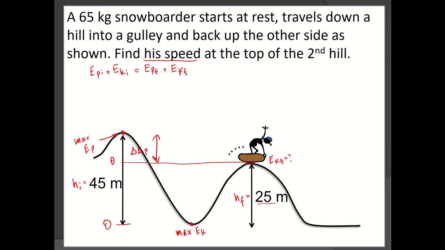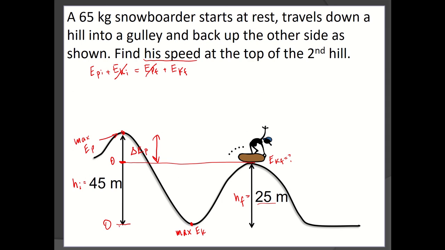So if I make my reference point right here, this means that again I have 0 initial kinetic energy, so this will go away, leaving only initial potential energy. And at this point I have 0 potential energy because it's at the lowest point, so I can get rid of the final potential energy, which only leaves me with the final kinetic energy. So this simplifies our equation quite a bit.